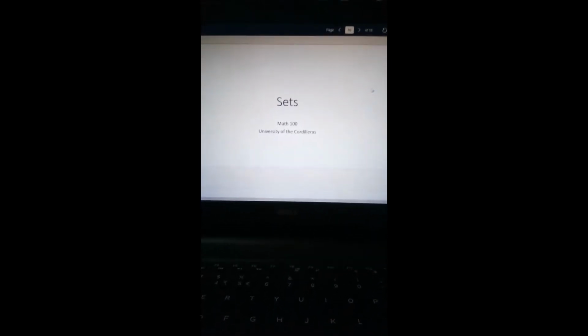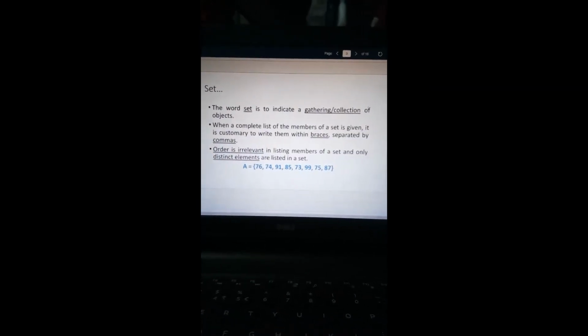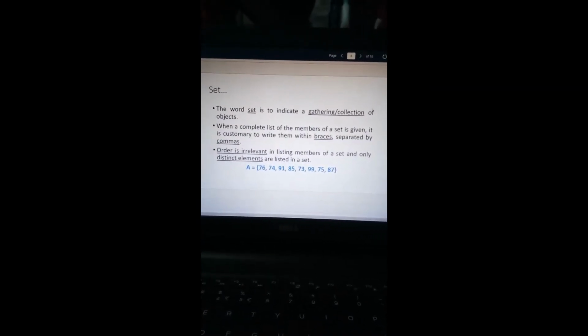Okay, so for today, we're going to talk about sets. Let's start off with the definition. It says there that it is used to indicate a gathering or collection of objects. Example, the set of the colors of the rainbow, which are red, orange, yellow, green, blue, indigo, violet. Okay, so anything that you can collect can be under your set.